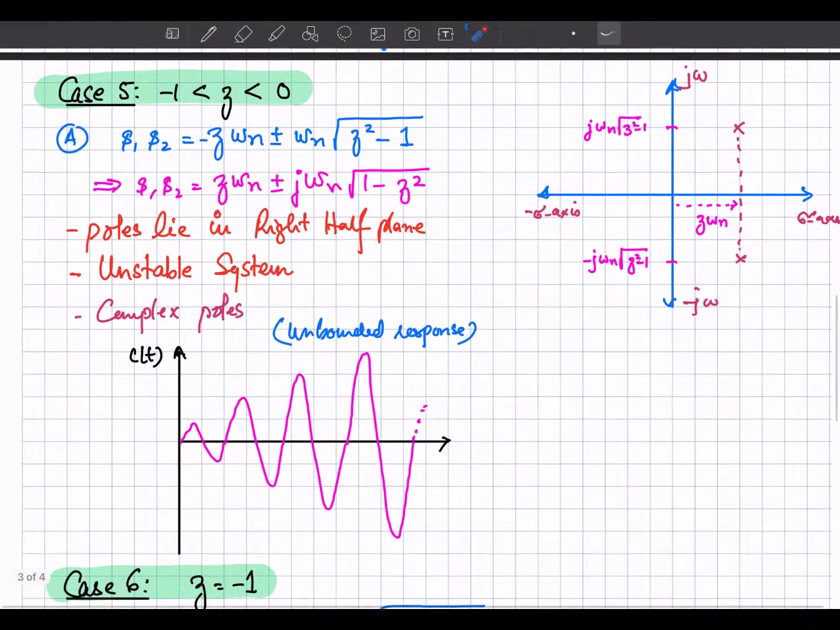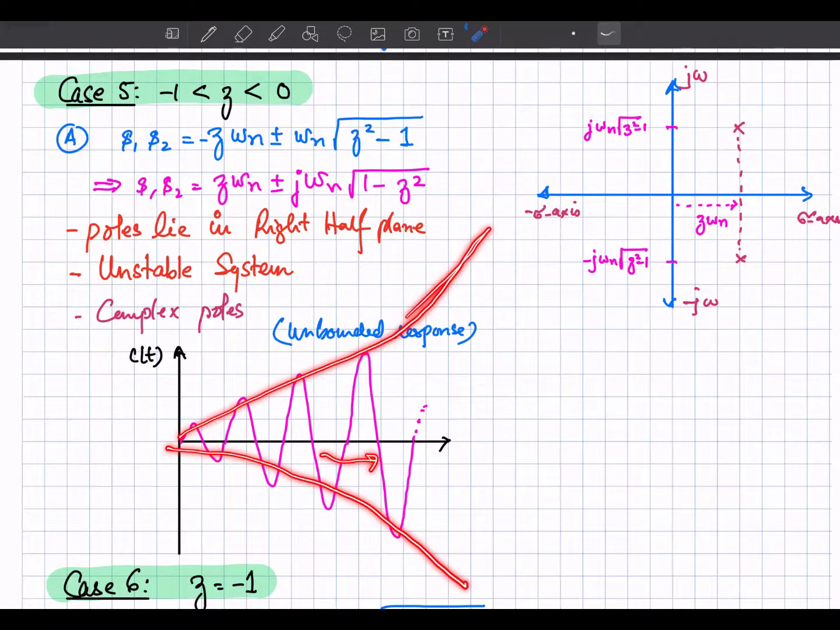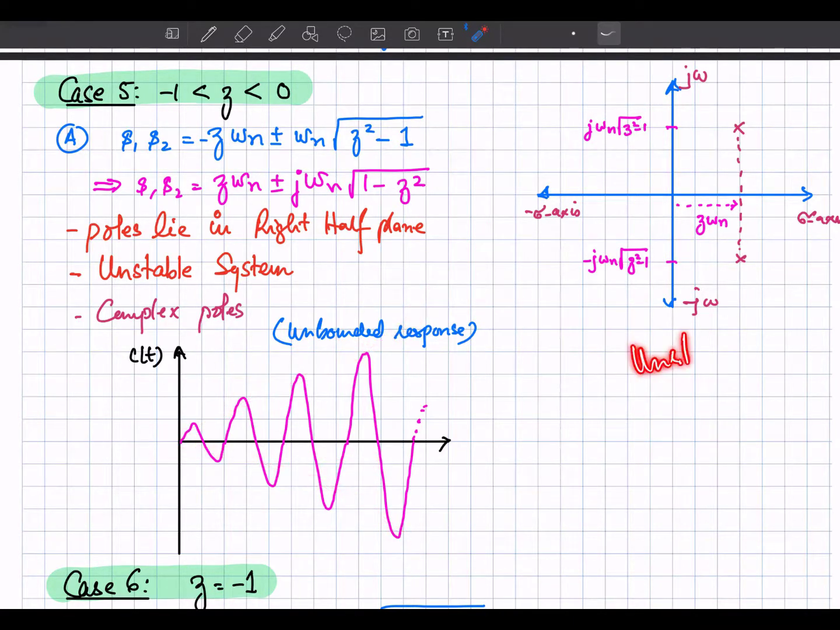Okay, now let's consider the case when zeta is between 0 and minus 1. If you look at the pole equation, it is this one, and by using a value of zeta between minus 1 and 0, you will see that our poles are now in the right half plane. These are complex poles, a conjugate pair of each other, and the system is unstable because if you give a step input to it, the response is like that. It is an ever increasing response with time. So we say that the system is unstable when zeta is between minus 1 and 0. It means there is no damping in your system.